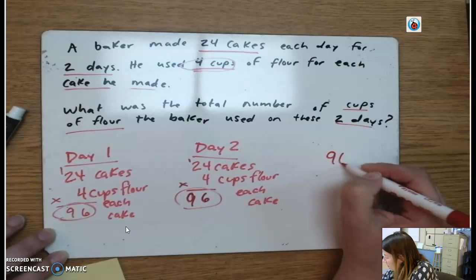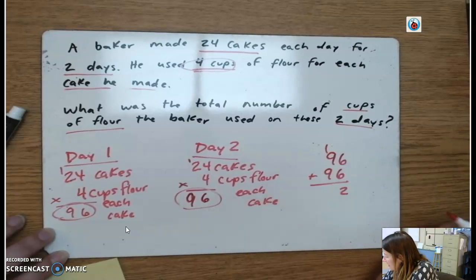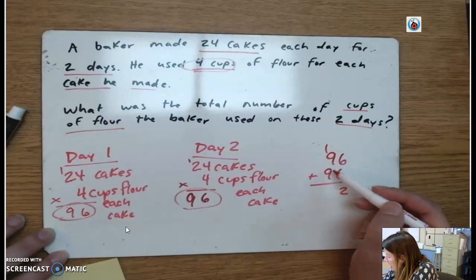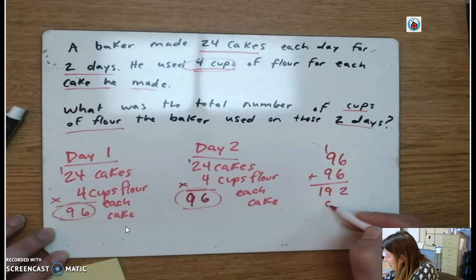To get the total, we would need to do 96 plus 96, which is 6 plus 6 is 12. 9 plus 9 plus 1 is 19. So we have 192 cups of flour.